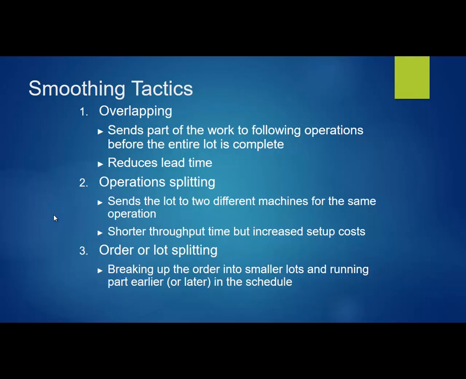In operation splitting, this tactic sends the lot to two different machines for the same operation. Of course, it provides shorter throughput time but increased setup cost, because you have to set up the two machines or the two lines to do the same thing. Order or lot splitting is breaking up the order into smaller lots and running parts earlier or later in the schedule on the same machine.